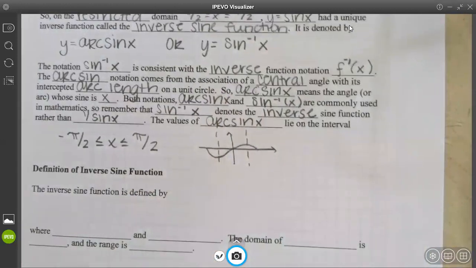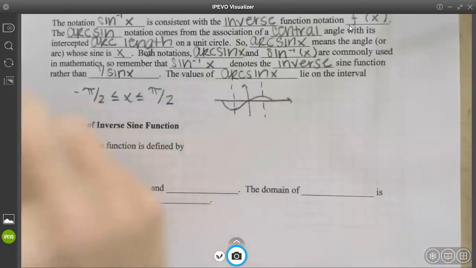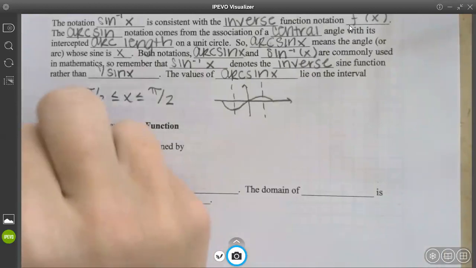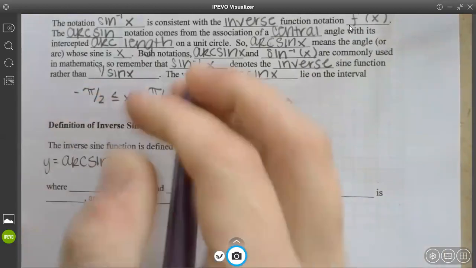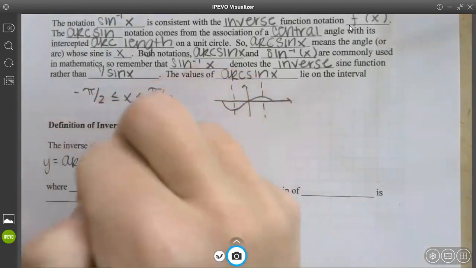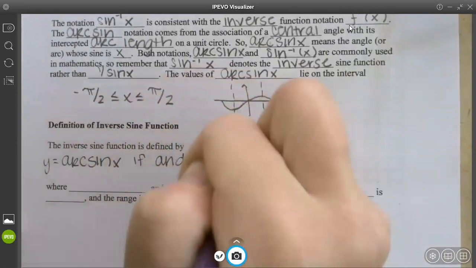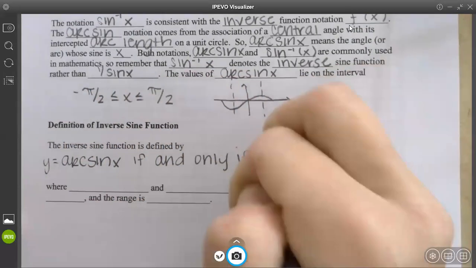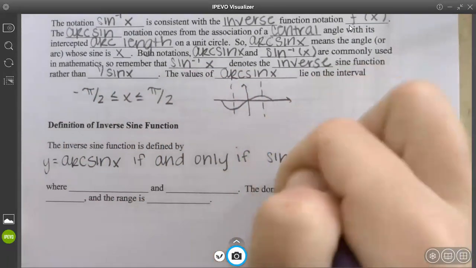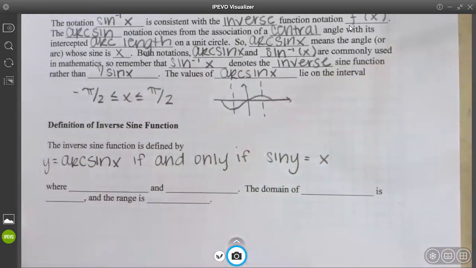The inverse sine function is defined by y equals arc sine x if and only if sine y equals x.